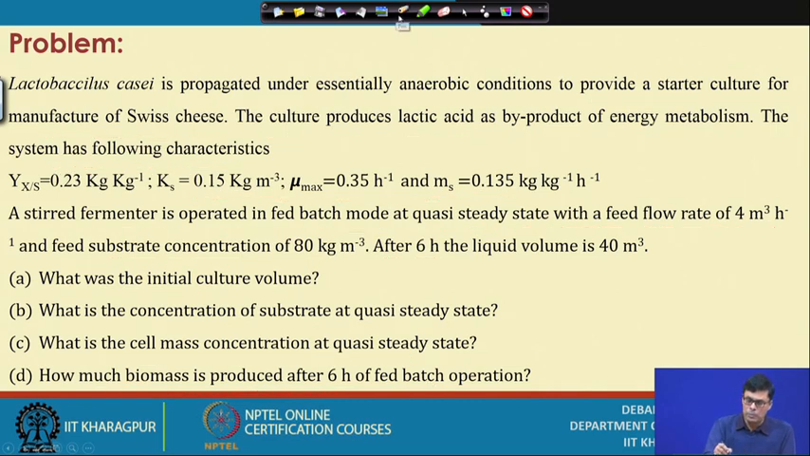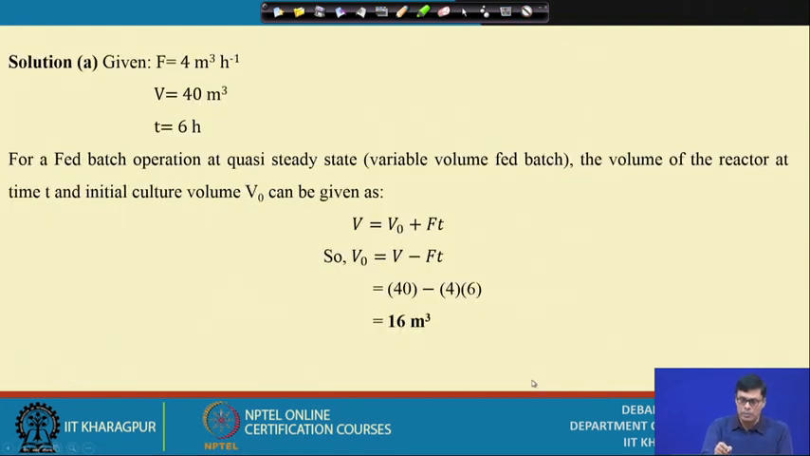I will quickly go through this. You see that we have seen V equal to V0 plus Ft. Now, we know V, and we have to find out V0, which is V minus Ft. So, V is given, this is 40 cubic meter, and F is 4 cubic meter per hour, and the time is 6 hours. So, we can easily find out the initial volume. The initial volume is very easy, you can determine that.